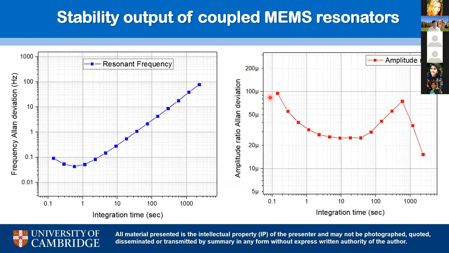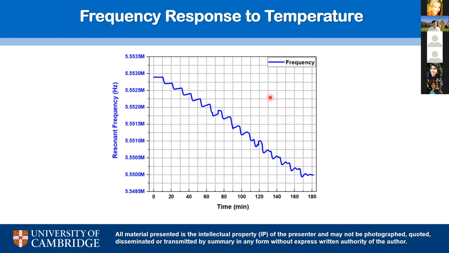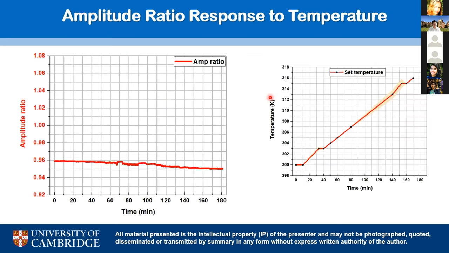In this experiment, I was observing the resonant frequency in one of the resonators while changing the temperature by 1 Kelvin. The resonant frequency was decreasing with the increase in temperature. But when I considered the amplitude ratio as the output, it was close to 0.96.